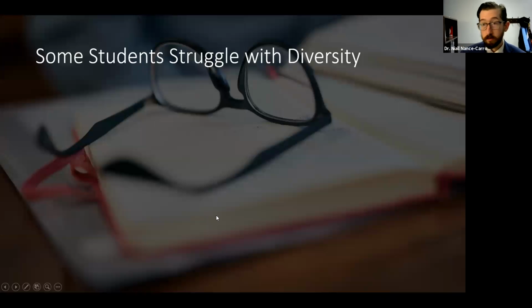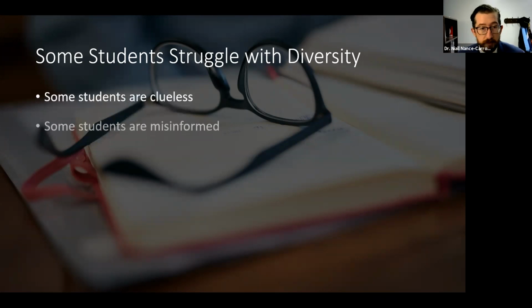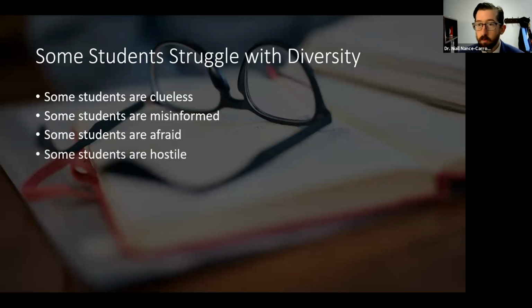So some students struggle with diversity as an objective. And this could be students who are clueless, who are misinformed, who are afraid, or who are hostile. And these categories are not mutually exclusive, nor are they exhaustive. But they do highlight that students are coming in with differing attitudes and levels of knowledge.